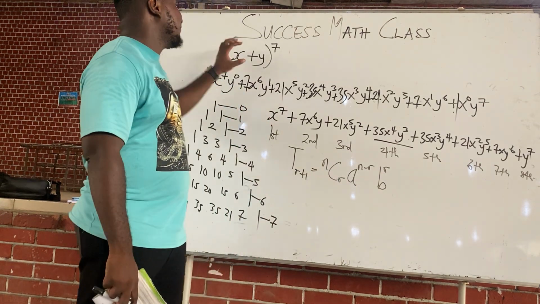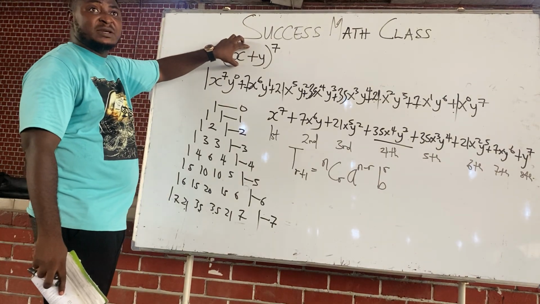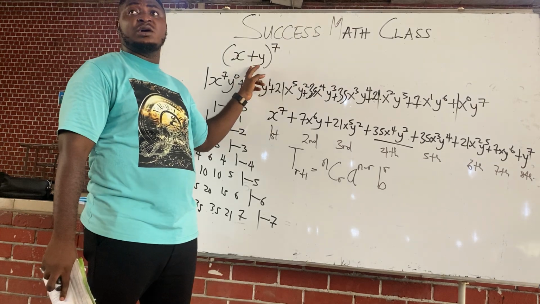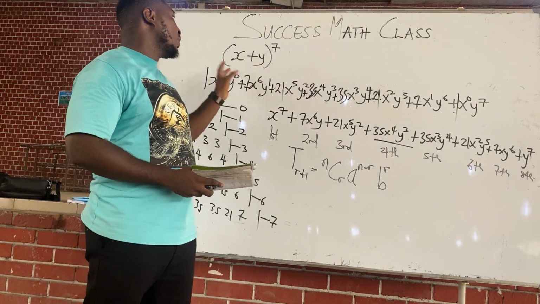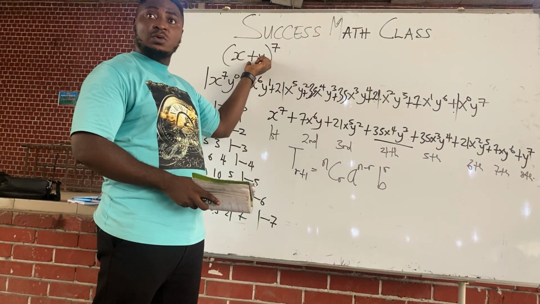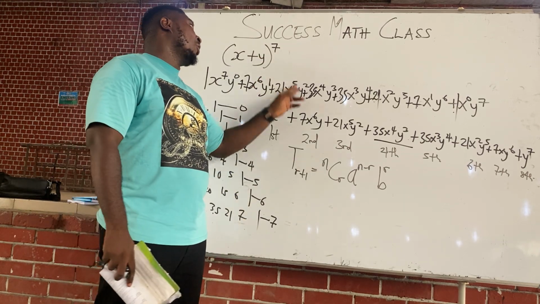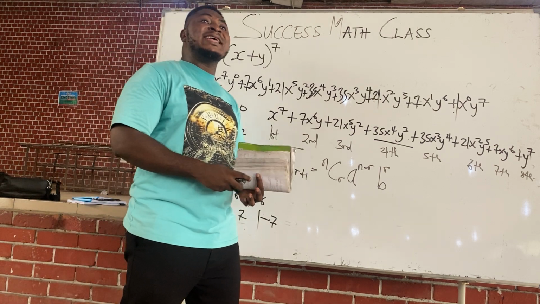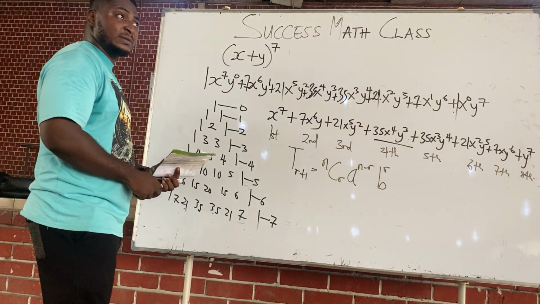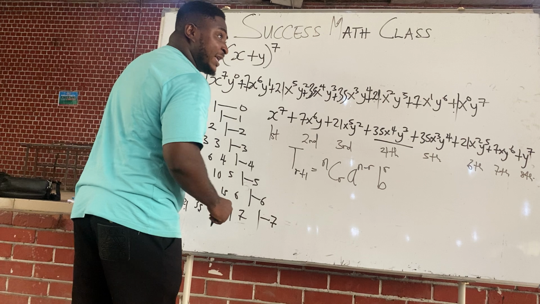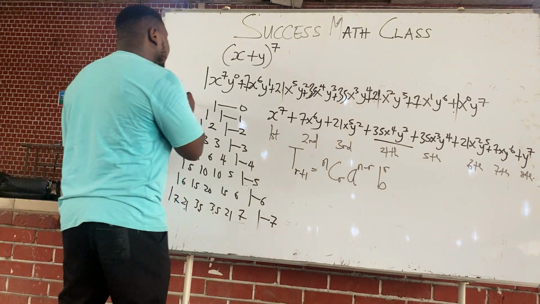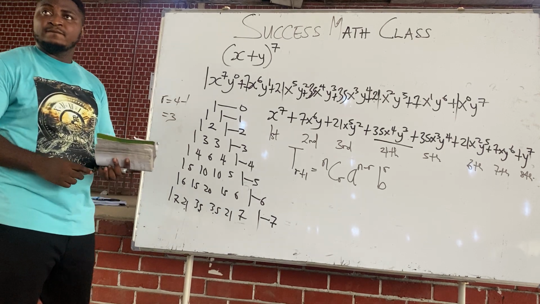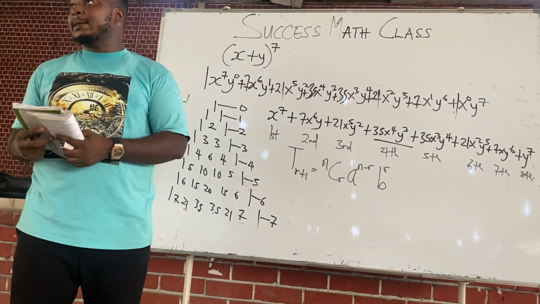Class, A represents the first component in the brackets of the expansion, while B represents the second component in the expansion in your brackets. So for this question, A is X, right? B is Y. N represents your power. How many power? 7. And class, R is the term you are looking for minus 1. If they say find the fourth term in the expansion, so R is 4 minus 1. That's what? 3.